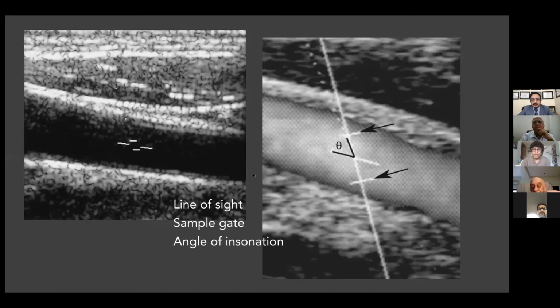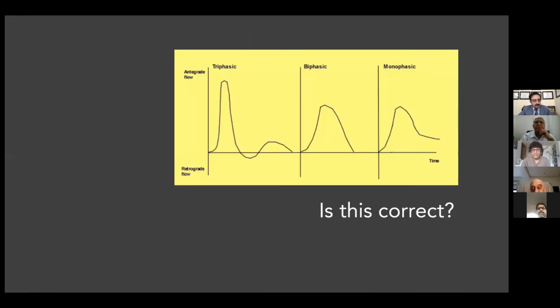And these two lines, these black arrows, denote what is known as the sample gate. Now, this is a very broad sample gate. You should have a narrow, small sample gate, which is preferably to be placed in the middle of the flow stream. Because of laminar flow, if you keep the sample gate close to one of the walls of the blood vessels, you might get an incorrect spectral waveform. And this is the spectral waveform that you get.